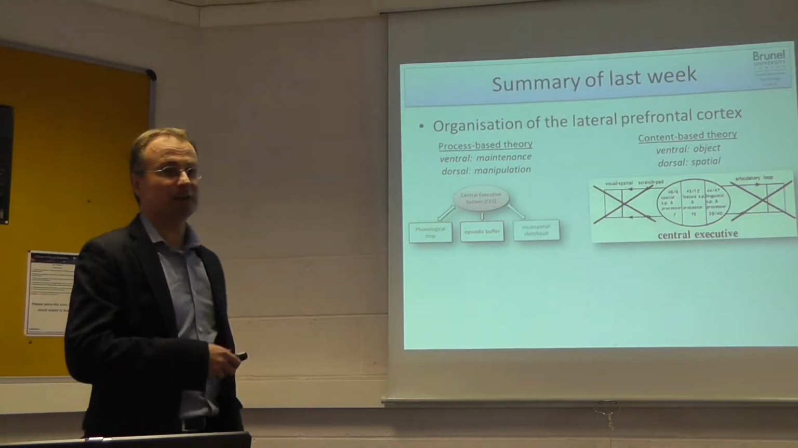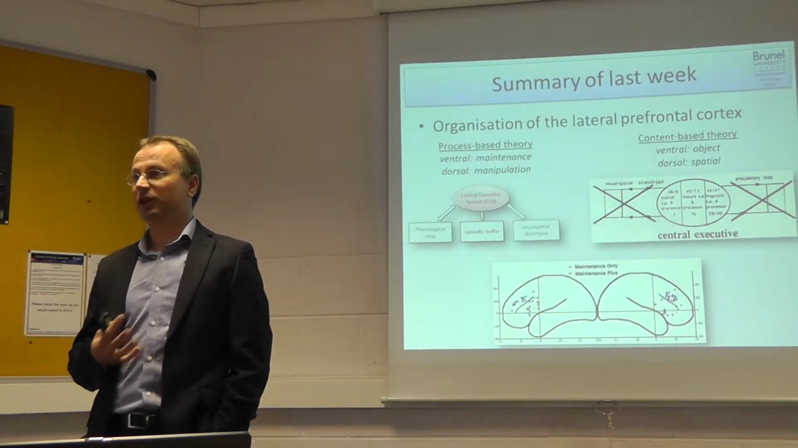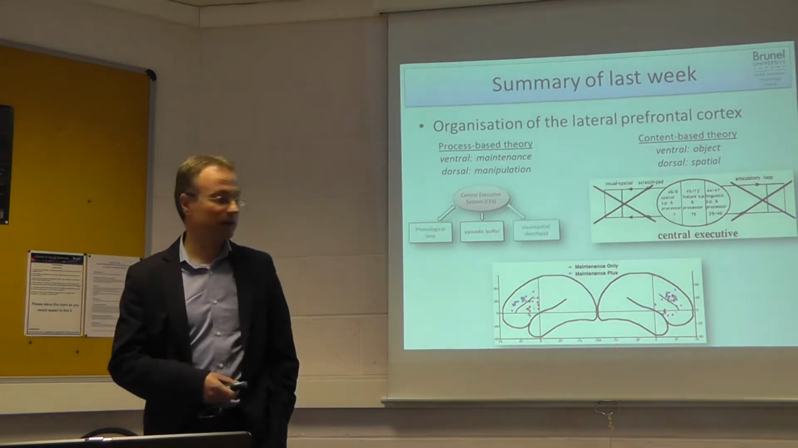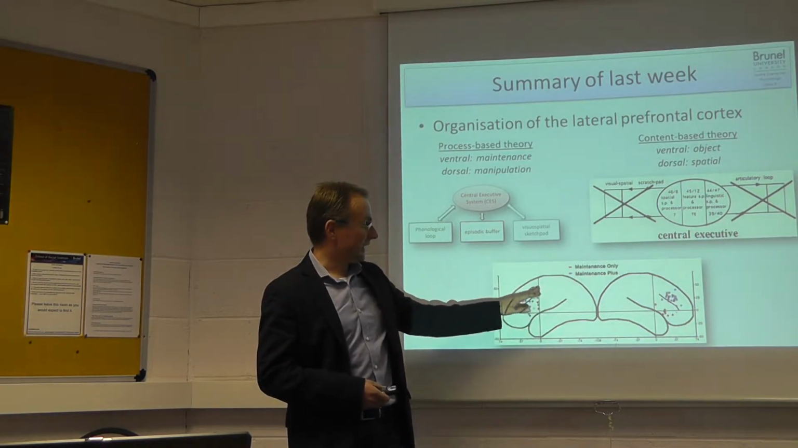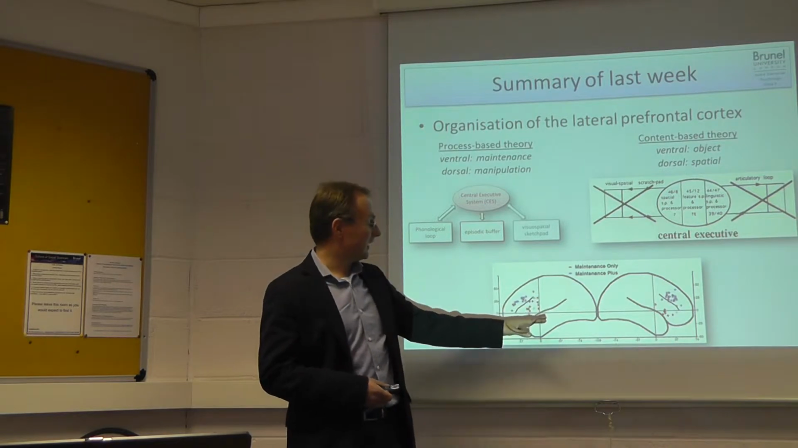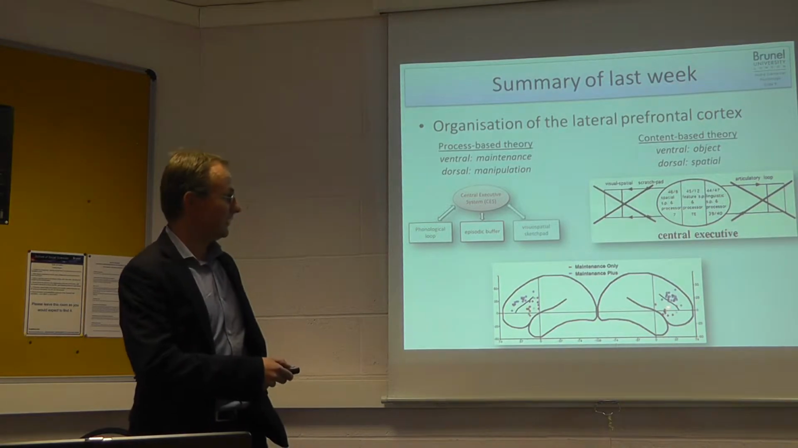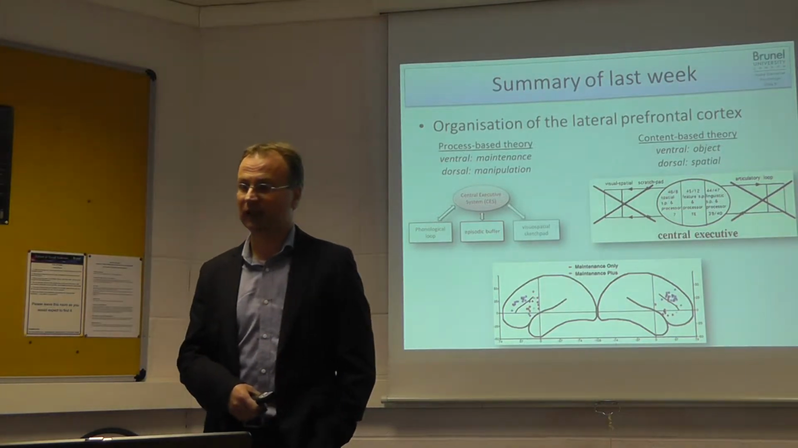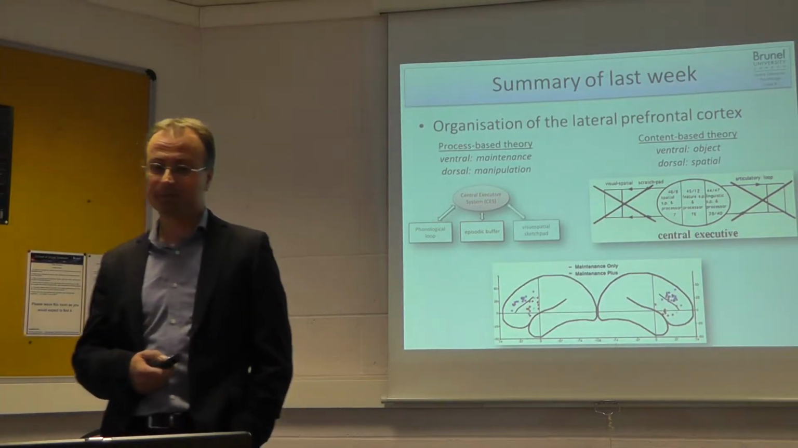We said this is mainly derived from animal studies, and meta-analyses of brain imaging studies favored the process-based theory. When you look at where the activation patterns across many studies distribute, you see the red dots, maintenance only, is mainly ventral, and studies which use maintenance plus some manipulation component mainly show dorsal activations. So in humans, the process-based theory is the more likely one.